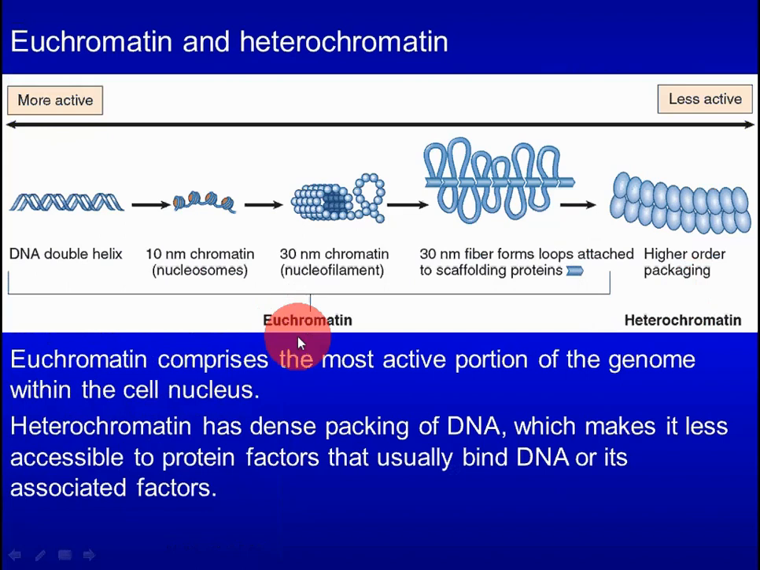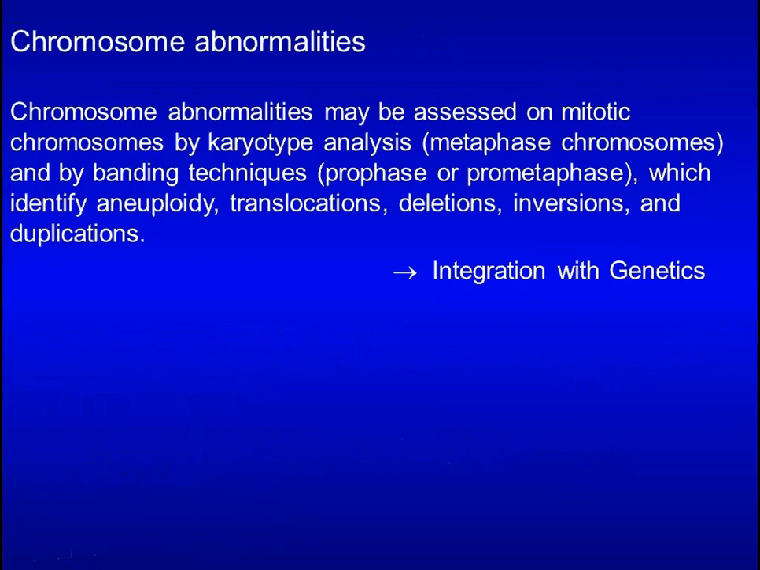Euchromatin is more active in transcription than heterochromatin. Within euchromatin, the less packed form is more active. For example, 10 nanometer chromatin is more active than 700 nanometer supercoil. Chromosome abnormalities can be assessed on mitotic chromosomes by using karyotyping and banding techniques. This will allow us to identify aneuploidy, deletion, translocation, and so on. This will be covered in genetics.